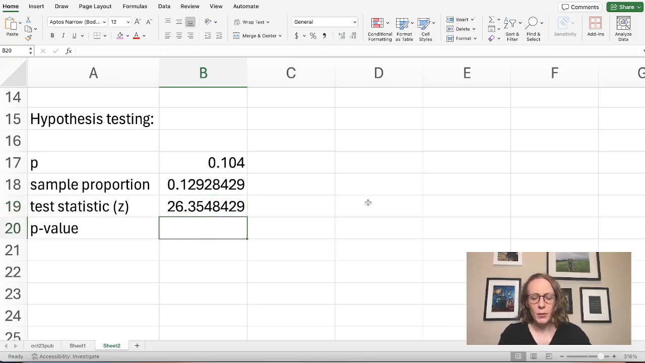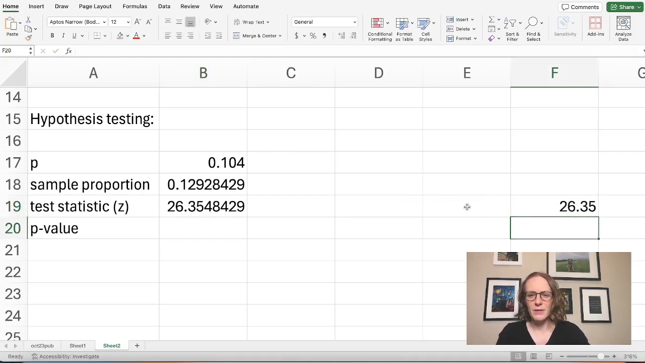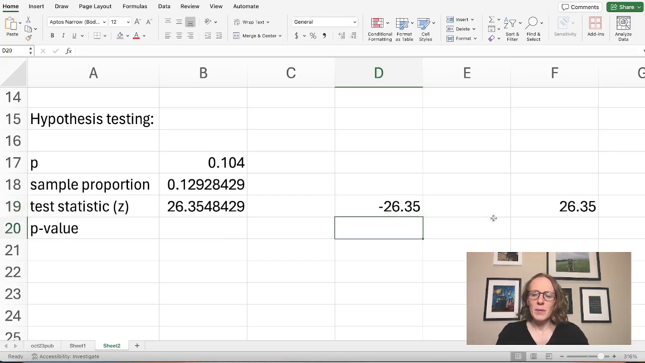And so to find the probability of getting something at least that extreme, there are a couple of different things that we could do. So I have my test statistic, 26 point, I'm going to round, 0.35, and I have 0 in the middle, and then I also have the negative version of this test statistic. So for my p-value, I'm going to need to look at the area to the right of 26.35 and to the left of minus 26.35. And so I'm going to have 2 areas.